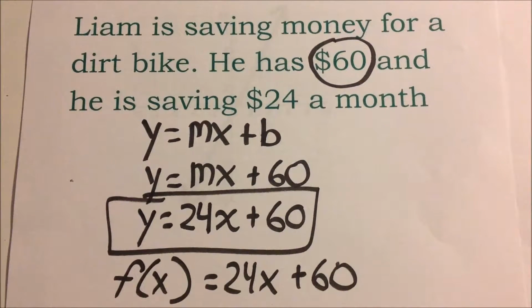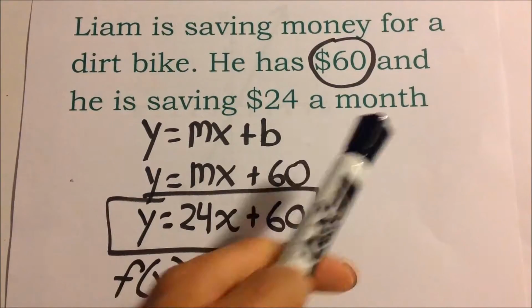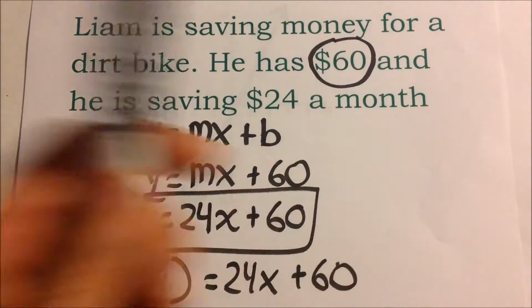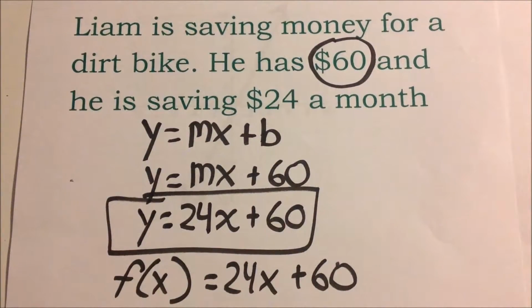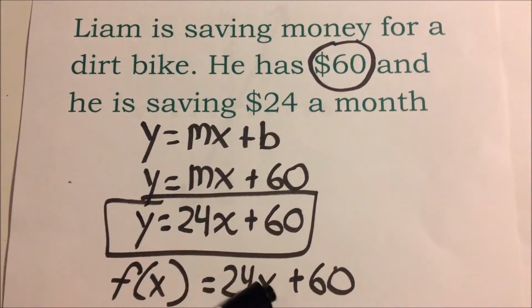Look at the value of x. That's how you determine if it's discrete or continuous. He's only saving once a month. The month can only be integers. We're not saying he's saving every 3 weeks or every 4 weeks. He's saving once a month. Every month he's going to put $24 in. So this is discrete, because the x can only be 1 month or 2 months or 3 months. It can't be 1.5 months. It can't be 2.5 months. That's not how the function's laid out. So this would be discrete.